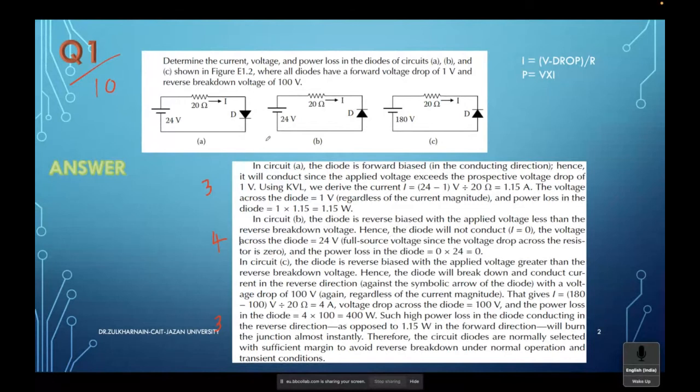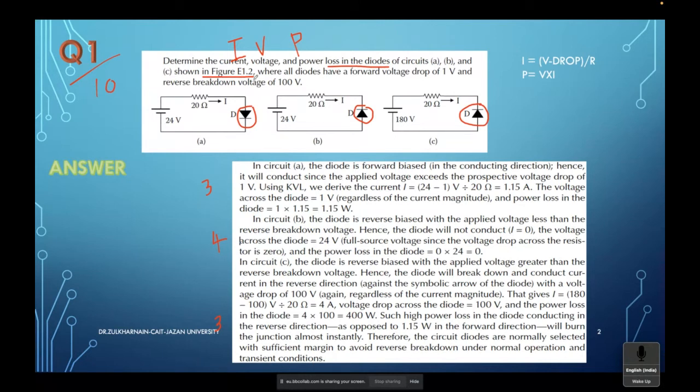So first try to understand the question. Question number 1 is asking you to find the current, find the voltage, and find the power. This is all related to the diode loss. This is your diode. In each of the cases you have a diode in a particular fashion, so you need to understand how the diode works so that you can apply the formula. So this is the picture.